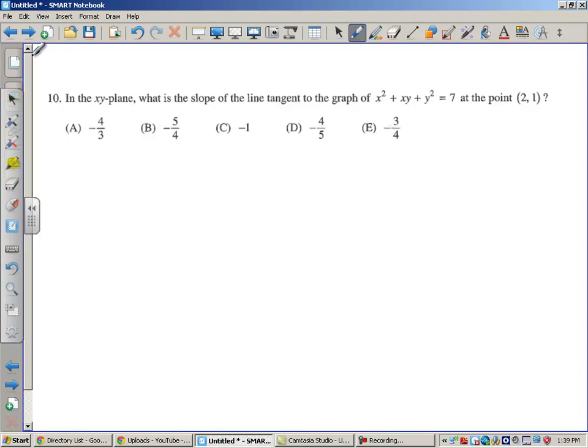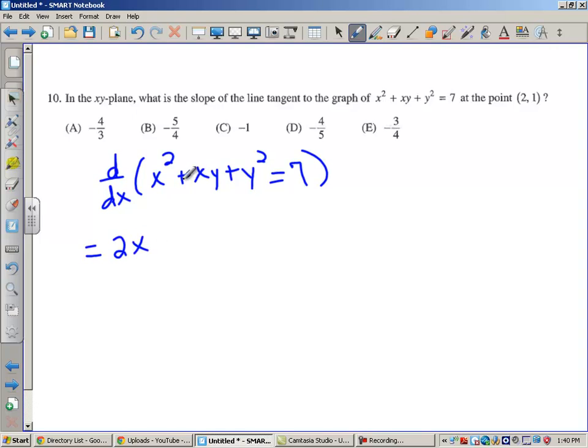So here we go with implicit differentiation. We've got an equation here, and we want to know the slope of the tangent line at the point (2, 1). And we are not going to solve this for y equals. Let me show you how we're going to find this derivative. We are taking the derivative with respect to x of x squared plus xy plus y squared equals 7. We're going to be invoking the chain rule. So here it goes. The derivative with respect to x of x squared is 2x.